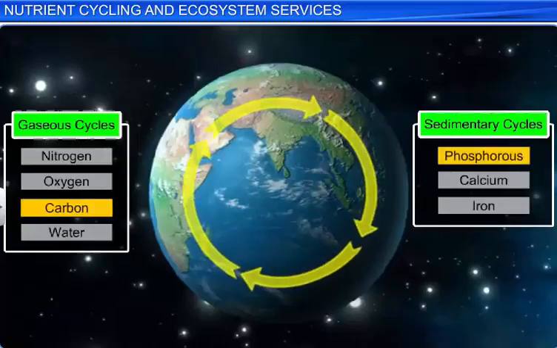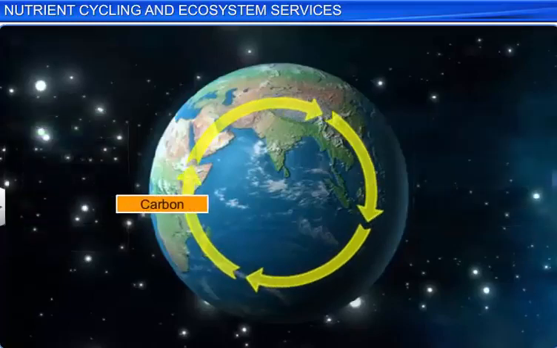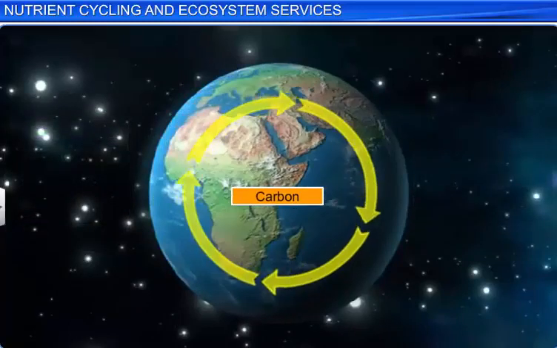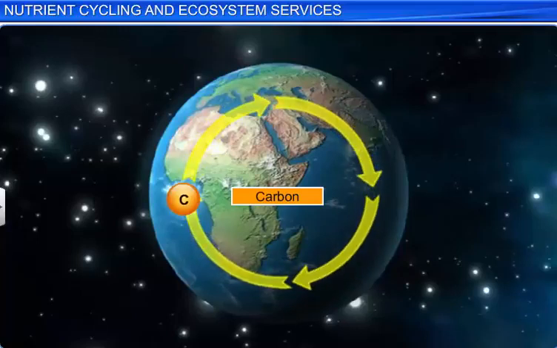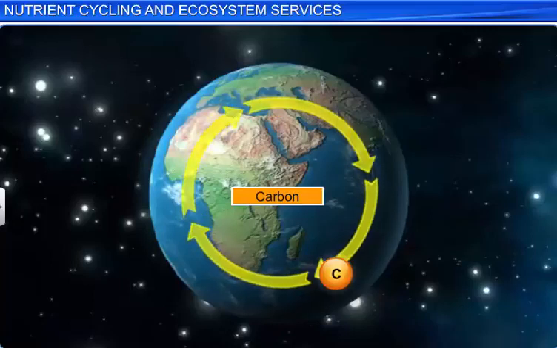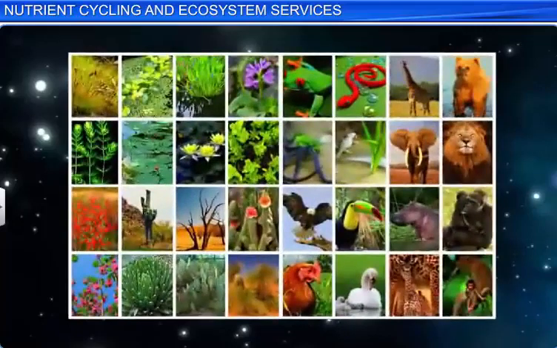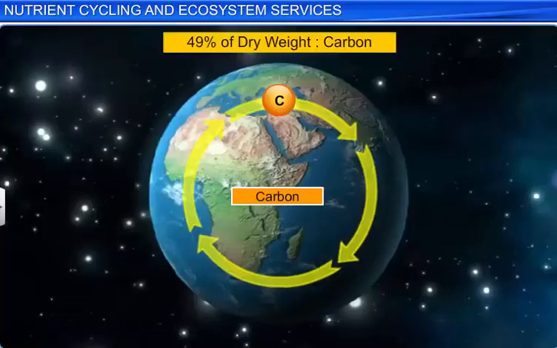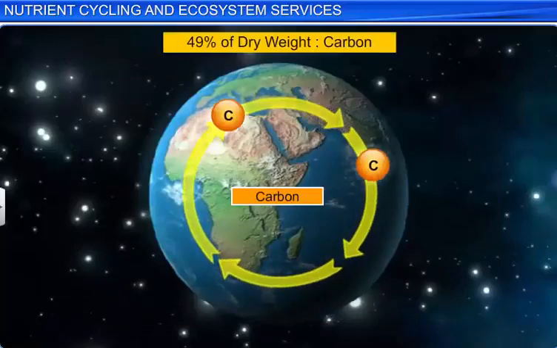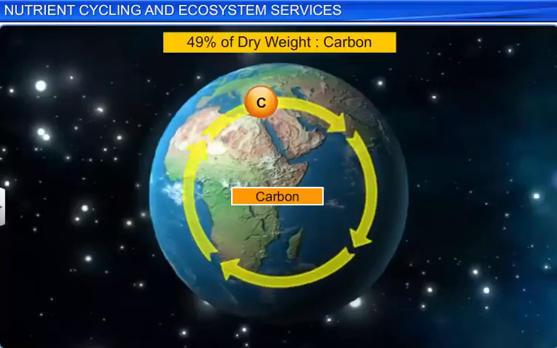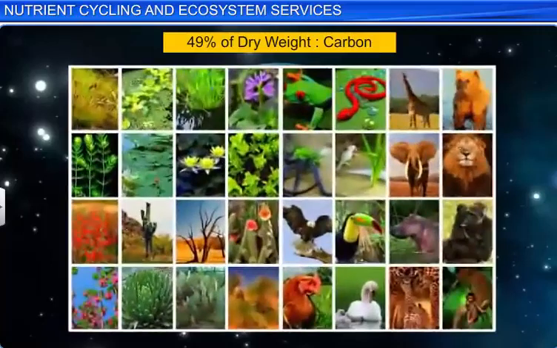The carbon cycle is an important gaseous cycle. In fact, carbon is the fourth most abundant element in the universe and the principal constituent of all living organisms on Earth. It constitutes 49% of dry weight of organisms and forms one of the major components in living organisms other than water.